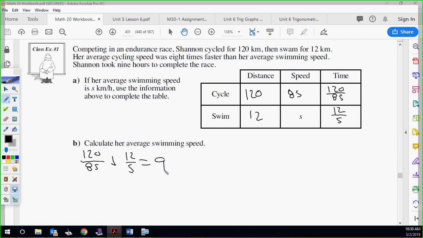And so now we're going to solve. What we're going to do is multiply everything by 8s, because if I multiply everything by 8s, all of my fractions go away. Because 8s cancels this 8s, the s's cancel, but I have to go 8 times 12, and so my fractions are gone. So now you have 120 plus 8 times 12, which is 96, equals 72s.